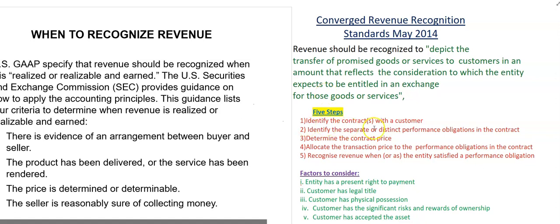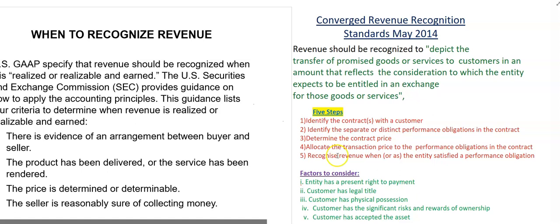Number 1, identify the contract or contracts with a customer. Number 2, identify the separate or distinct performance obligations in the contract. Number 3, determine the contract price. Number 4, allocate the transaction price to the performance obligations in the contract. And number 5, recognize revenue when or as the entity satisfies a performance obligation. Now we will be talking about completion methods for contracts later and how to recognize the revenue in different situations. So we will be describing these and will develop an understanding of these.